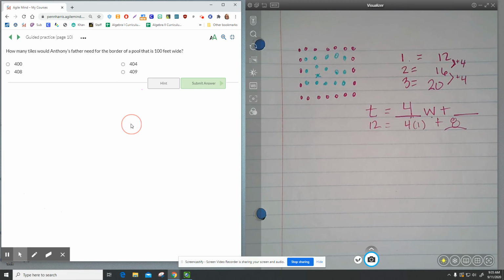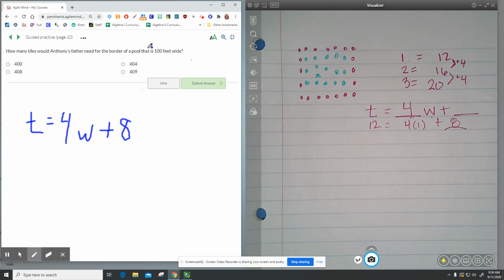All right. Question 10. How many tiles would Anthony's father need for the border of a pool that is 100 feet wide? So real quick, guys, let's recall back. We had the equation, the symbolic representation that we came up with previously. That was the total tiles equals 4 times the width plus 8.